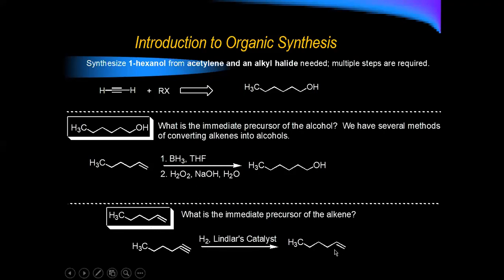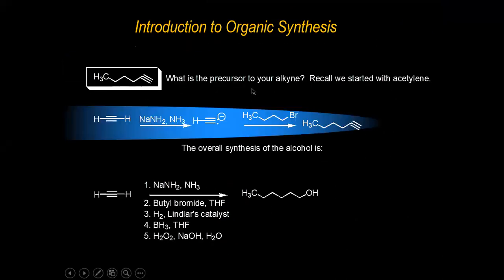And so when we think about this in totality, how do I go from here to here, right? I need more steps. I need more than one step. First, I need to start with an acetylene, treat it with a base, and then add an alkyl halide. That's going to get me to here. And then I'll take this, treat it with Lindlar's catalyst. That'll get me to the alkene. And then I take the alkene and do hydroboration on it, followed by oxidation, and that'll get me to the alcohol.